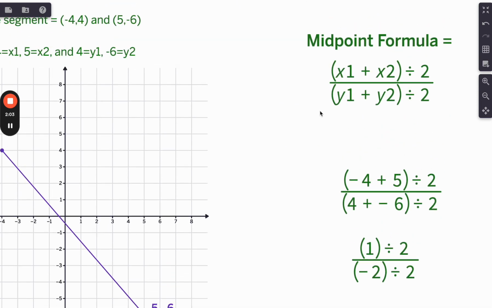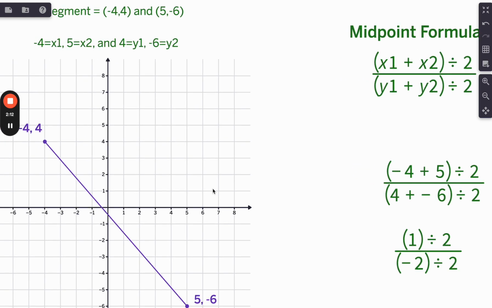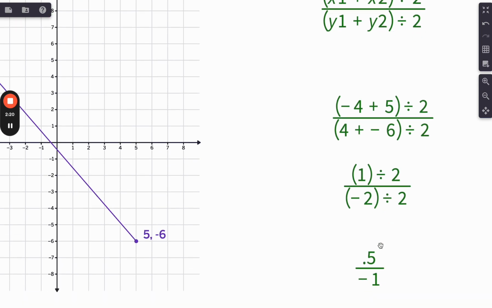So first we're going to look at our x. We're going to do this formula: I'm going to add my x's together and then divide that by 2, because that's going to give me the halfway point between those two numbers. So if I have -4 plus 5, that gives me 1. And then I'm going to divide that by 2 and that gives me 0.5 or half. So then I know that my x point is going to be 0.5, which is, here's 0. And then we're going to go halfway between 0 and 1.